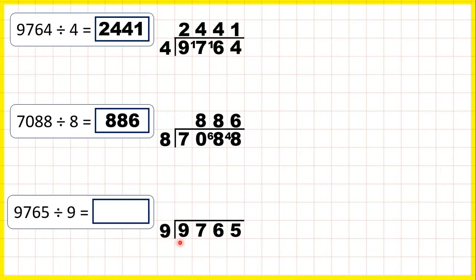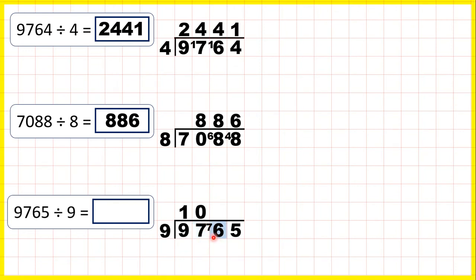Now 9,765 divided by 9. 9 divided by 9 is exactly 1, with no remainder, because 1 times 9 is 9. Now 7 divided by 9 is 0, remainder 7, because 0 times 9 is 0, but then we need another 7 to get to 7.